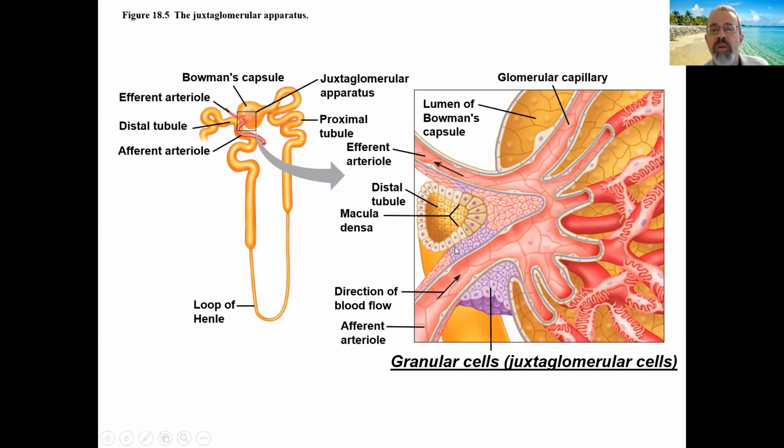What we're looking at are these purple cells. These are the granular cells. Some people call them juxtaglomerular cells. It's just a lot easier calling them granular cells. These are the cells that make renin. So when the blood pressure drops, it activates these cells to make renin.